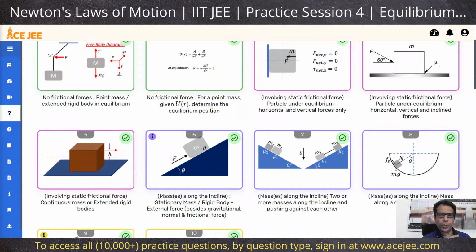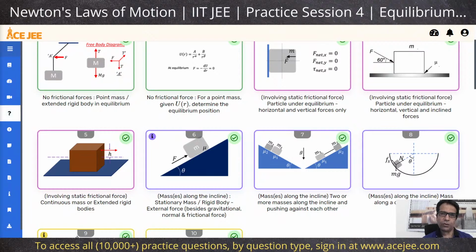So we will continue with the scenarios wherein a particle or an extended rigid body is in equilibrium, which means the sum of all the forces and the sum of all the torques acting on the particle, acting on the body, are zero. And when dealing with the static frictional force, keep in mind that the maximum static frictional force is equal to mu mg, and the actual static frictional force may be anywhere between 0 and mu mg.